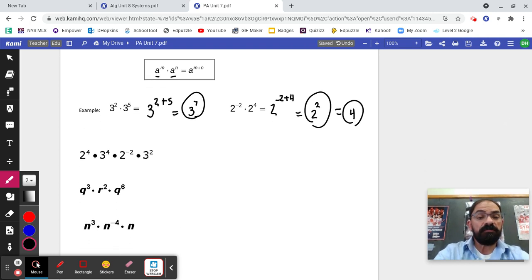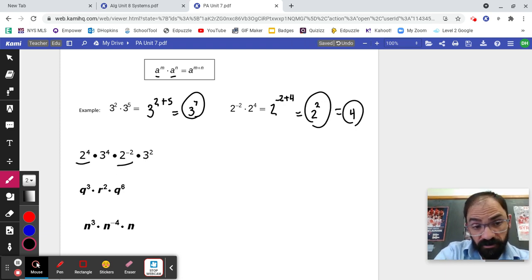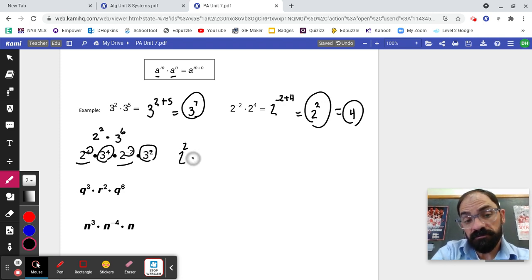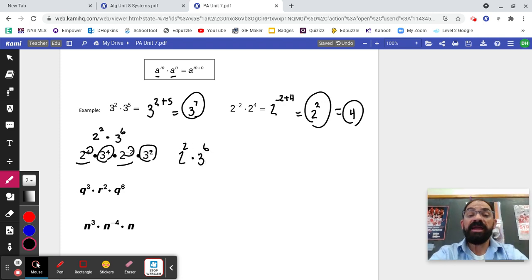Okay, so let's look down here. Again, only add the exponents of the same base. So 2 to the 4th can be added with 2 to the negative 2nd, which is 4 plus negative 2, is 2 to the positive 2nd. And then I've got 3 to the 4th and 3 squared. If I add the 4 and the 2, that's 3 to the 6th. And I have to keep those separate because they have different bases.